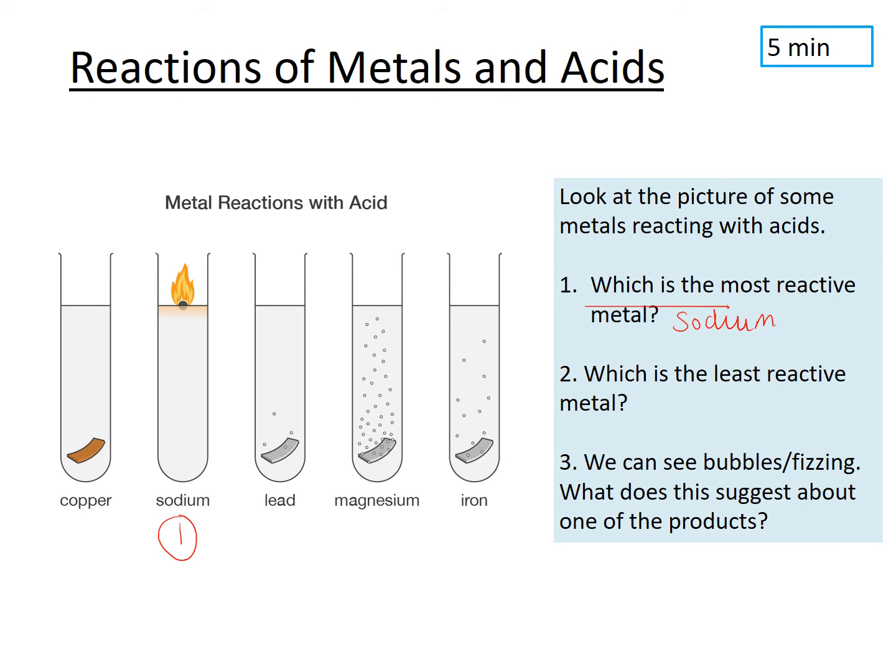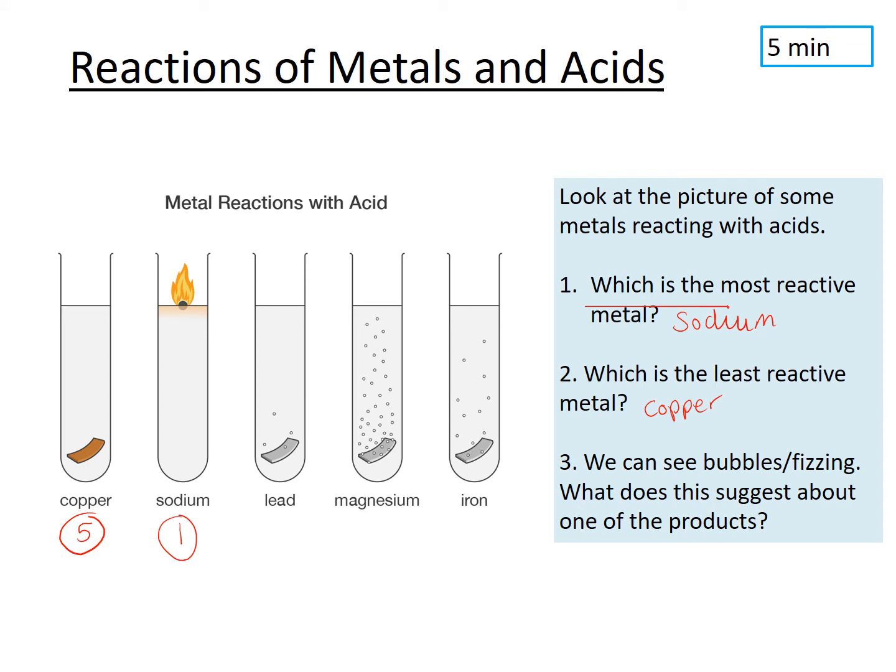Okay. To find what the least reactive metal is, we need to find the metal that doesn't look like it's doing much. So out of the other 4 that are left, you can see lead, magnesium, and iron are all producing some bubbles. Copper is sat there really kind of casually doing not a lot. So we can say that this is, out of the 5 of them, the least reactive. Copper is the least reactive.